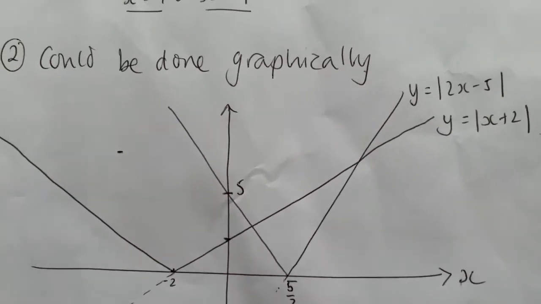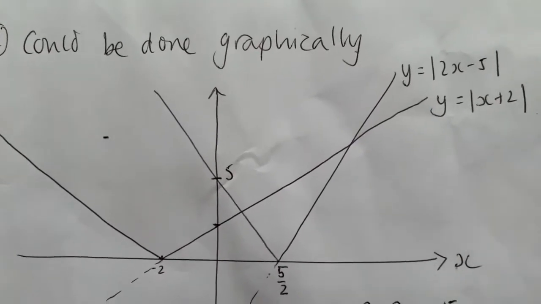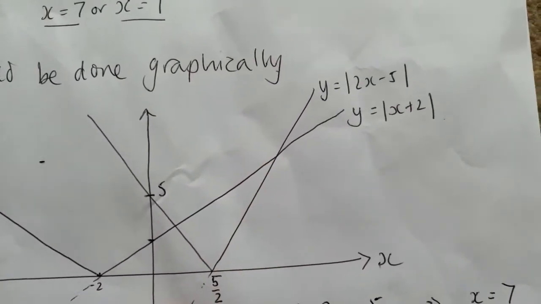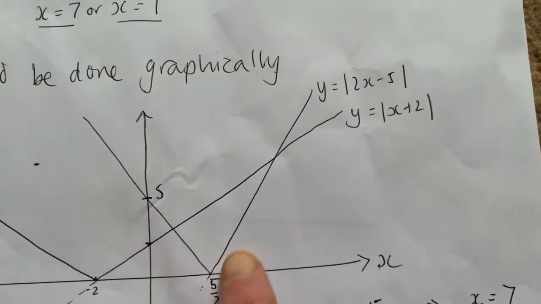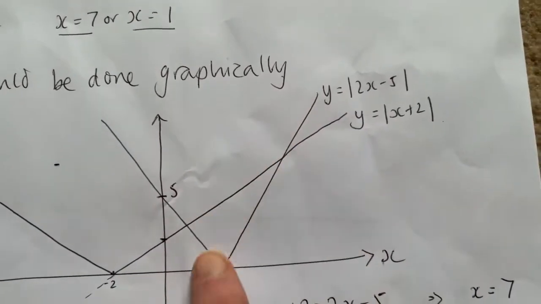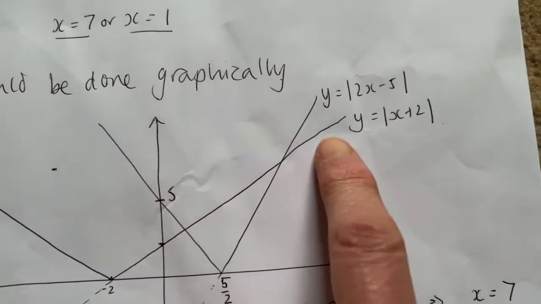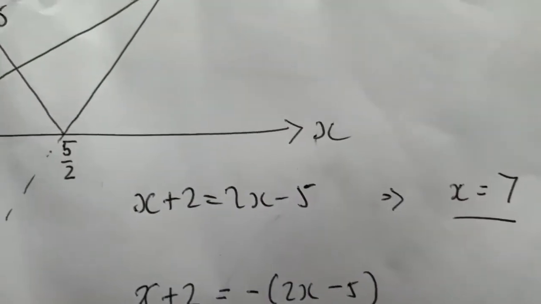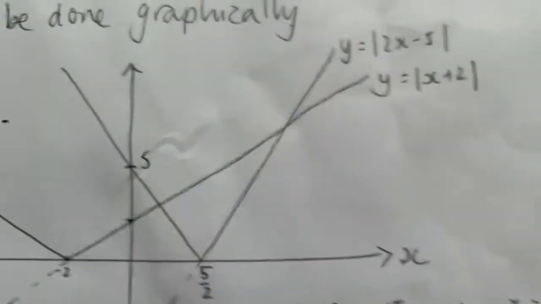And what you would then do is you can see that your right-hand solution is where the original bit, y equals 2x minus 5, meets the original bit, y equals x plus 2. So you would just put those equal to each other and you get x equals 7.